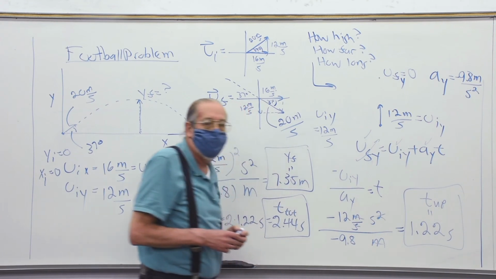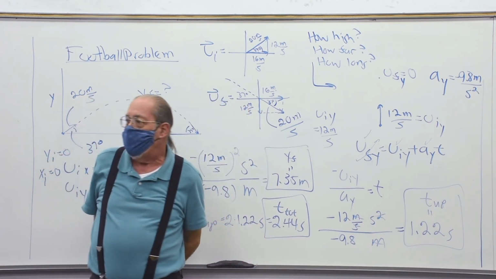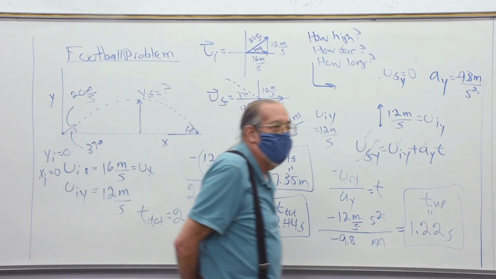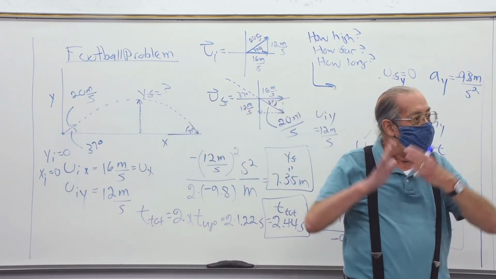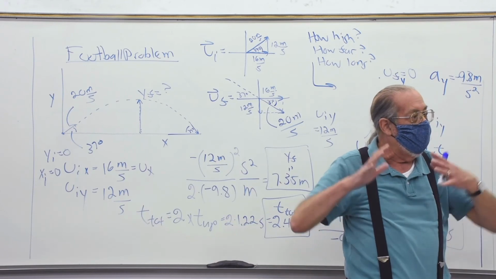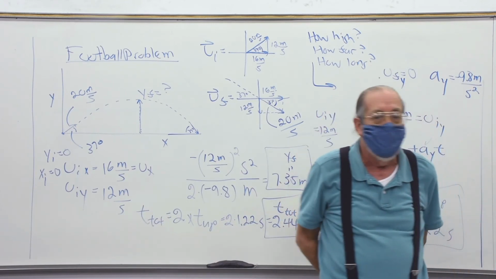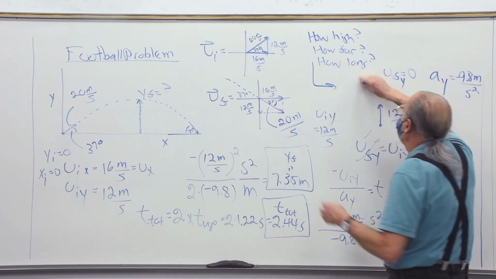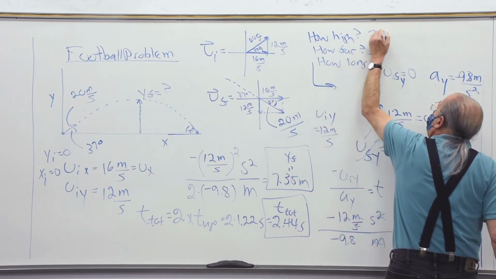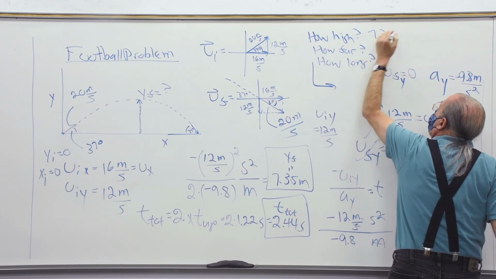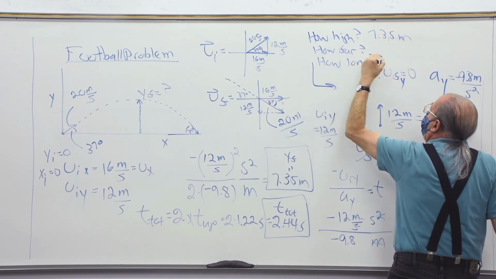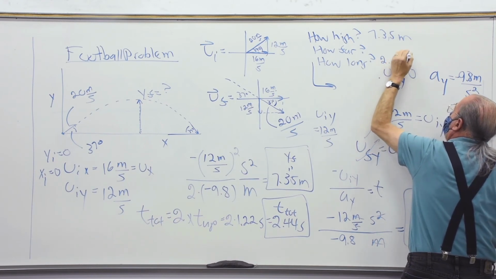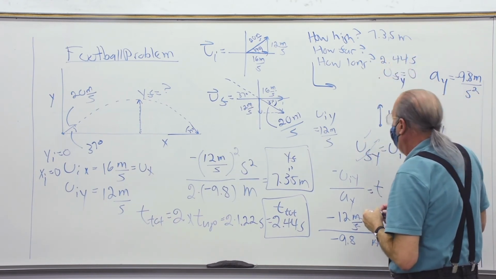See? That's it. We use the vertical motion to figure out half the time, and so we doubled that to get the time for the whole thing, up and down, which applies to the horizontal motion. All right, who sees it? So there's the time it's up, and here's how long. How high? 7.35 meters. For how long? 2.44 seconds. All right.